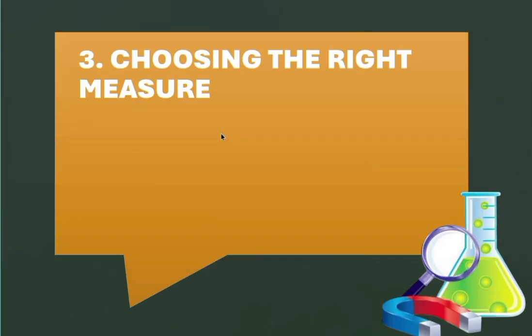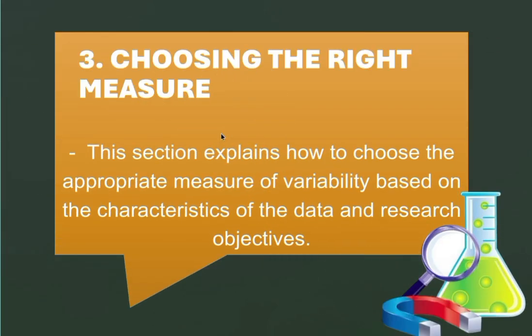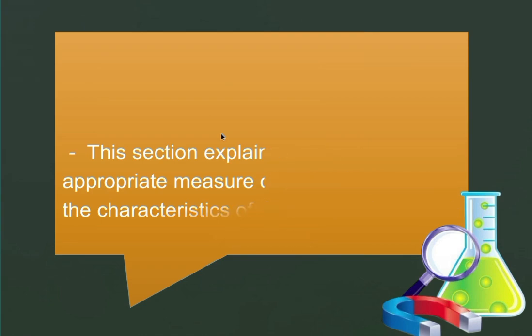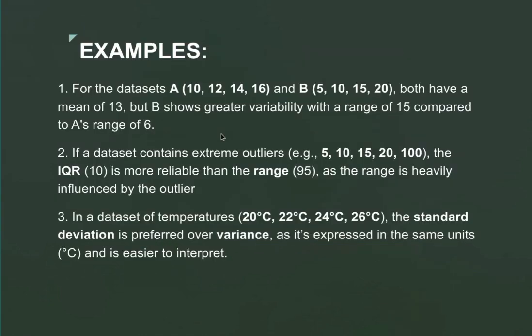Third, choosing the right measure. This section explains how to choose the appropriate measure of variability based on the characteristics of data and research objectives. For example, for the data sets A: 10, 12, 14, and 16, and B: 5, 10, 15, and 20, both have a mean of 13, but B shows greater variability with a range of 15 compared to A's range of 6.